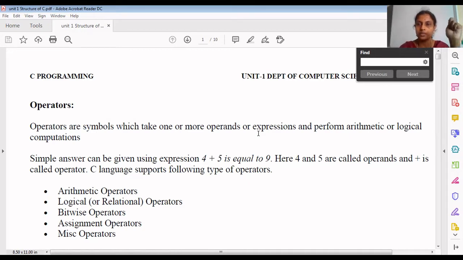tokens called operators. Okay, so in a computer, when we want to perform some arithmetic operation, some calculation and other things, we will use a concept called operators. Operators means where we are operating upon. See, in maths, when I say 5 plus 3, we make it 8. Here in computer terms, this 5 and 3 are called operands.